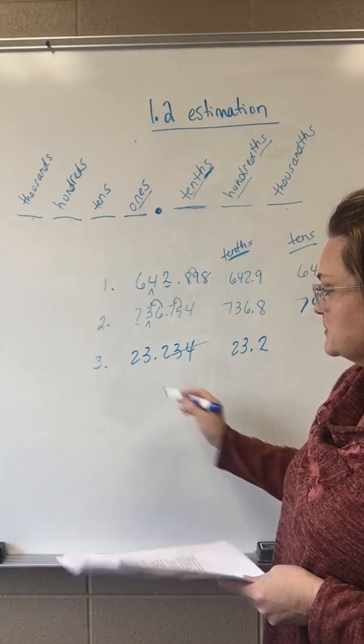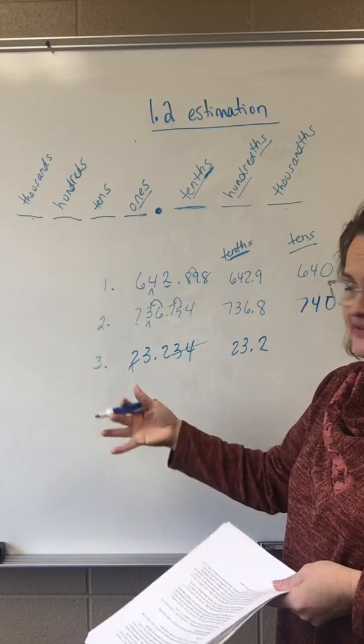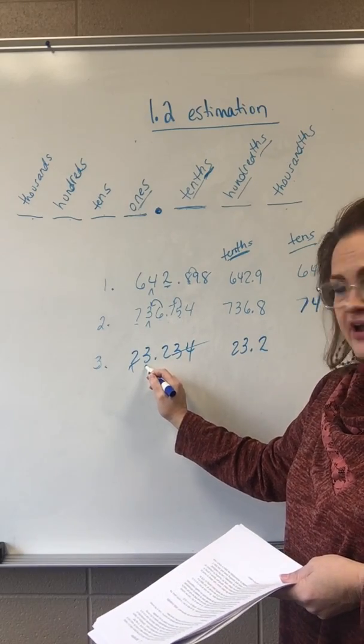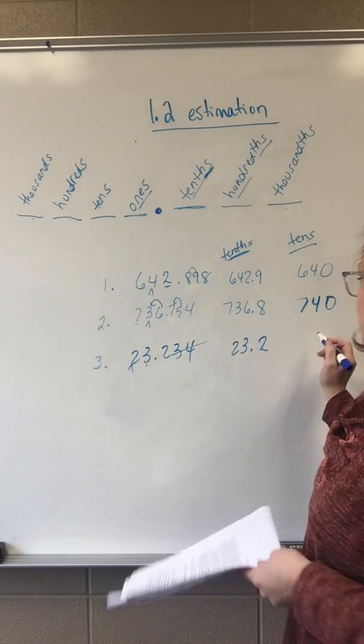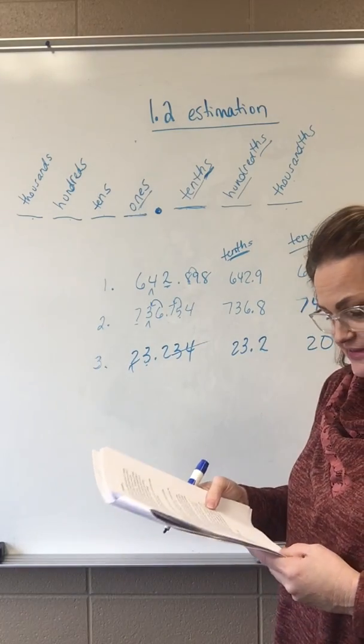Okay, to tens place, this 2 is in the tens place, so the 3 says don't round up, so we put 2, 0. 20 is the nearest tens.